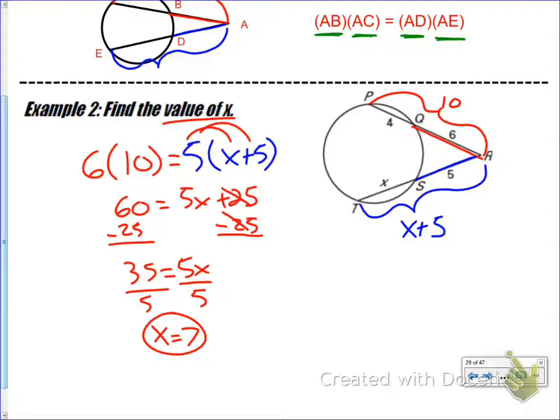Now we can go back and check my answer if I want to. For the first part, we had 6, the outside part, times the entire thing. 6 times 10 equals 60. Now the blue part should be the exact same thing. Now that I know what x is, I can plug it in. X is 7, so it's going to be 5, which is the outside part, times the entire thing, which is 5 plus 7, or 12. And 5 times 12 is also 60. So these two numbers are the same, so that checks my answer. I plugged it back in, and I got the exact same answer.